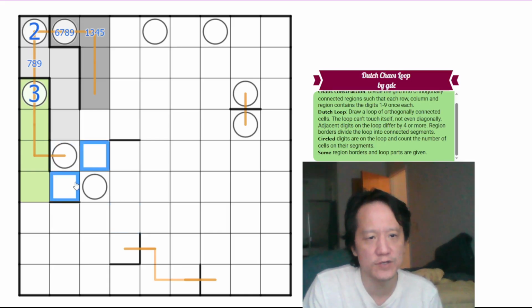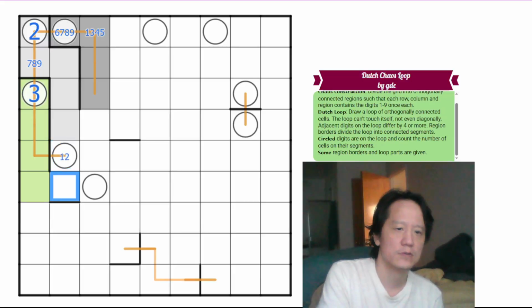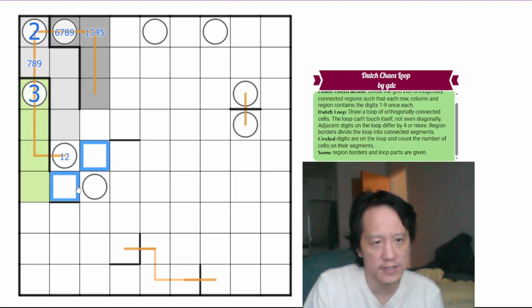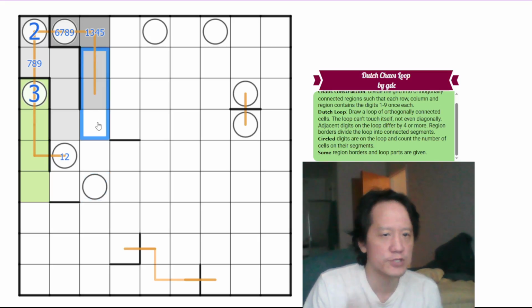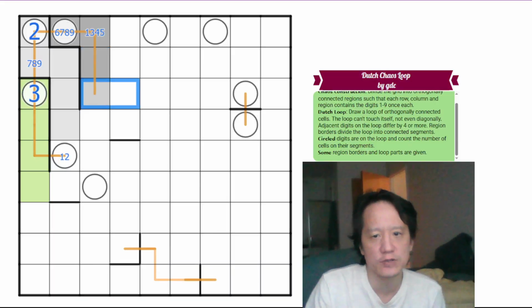This goes to one of these two, there must be a border here. So this is at most 1 or 2, because it has to be connected to this cell. This would touch itself diagonally, so this has to go that way. And it must be part of the gray region. The medium gray region. It cannot go this way.